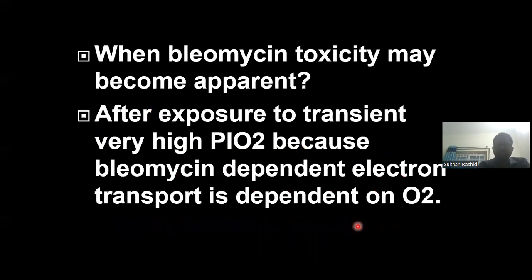Remember those points. So when may bleomycin toxicity become apparent? Remember, increased oxygen will lead to bleomycin toxicity. After exposure to transient very high PiO2, that is partial pressure of inspired oxygen, the bleomycin toxicity will become clear or apparent, because the bleomycin-dependent electron transport system is dependent upon O2, oxygen. So with increased oxygen, there will be increased toxicity of bleomycin.